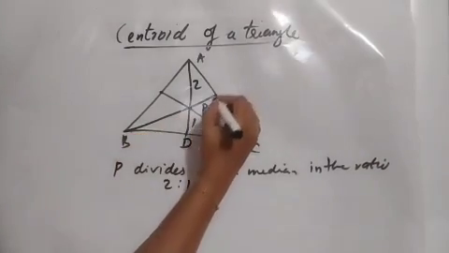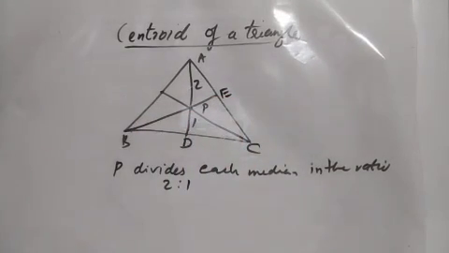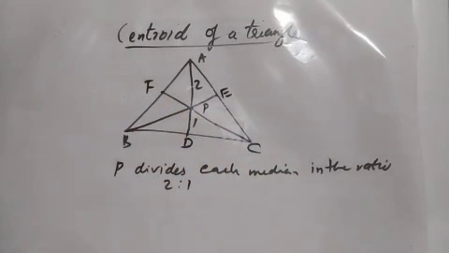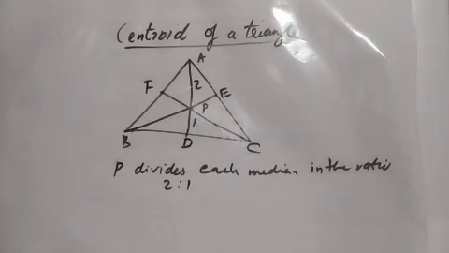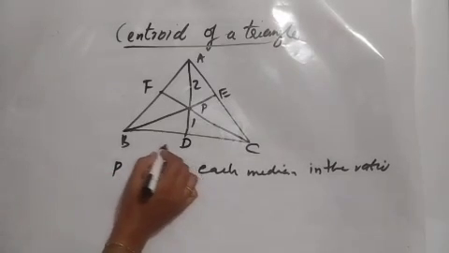B, suppose this is E. Then BP is to PE is also 2:1. And this is F, what about CP is to PF? It's 2:1. We always use the ratio 2:1 to find the centroid of a triangle. Centroid means the point of intersection of its medians. So always this centroid divides the median in the ratio 2:1. Always remember this. And we apply section formula to find the centroid.